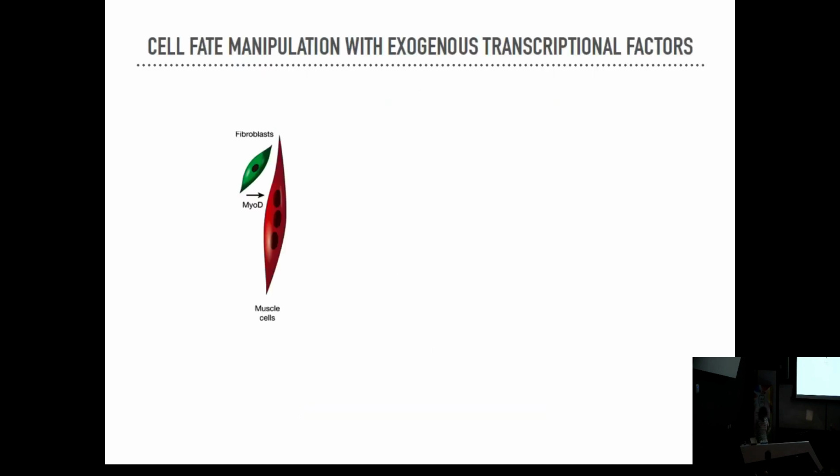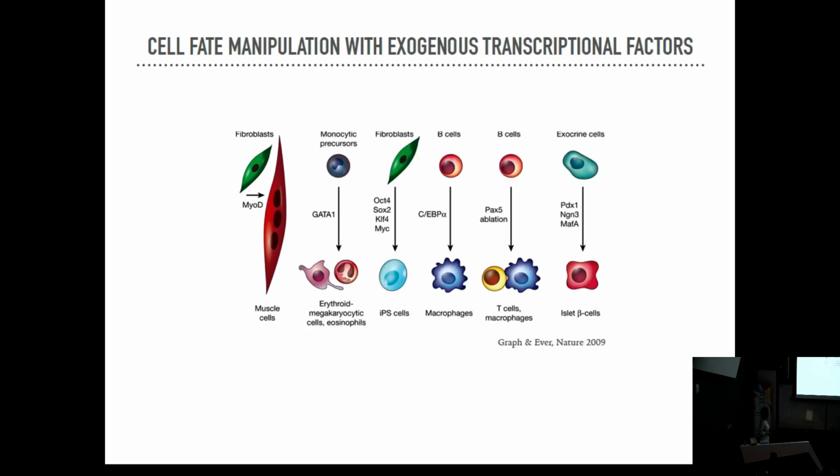What people have been successfully doing for a while is that if you take a cell and you put in specific transcription factors, which are proteins that activate the expression of a gene, you can change the cell fate of this cell. This is the first example reported, in which fibroblasts were transdifferentiated into muscle cells with just one transcription factor. There are other successful experiments in which people have been adding this DNA to the cells and transforming a cell type into a completely different cell type.